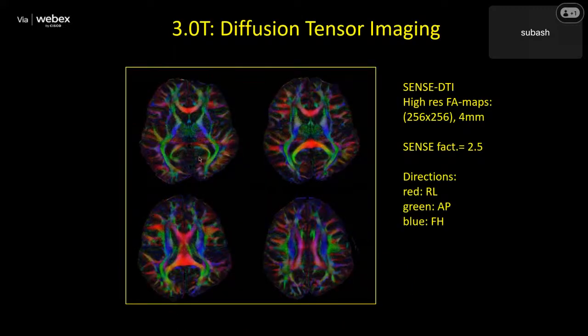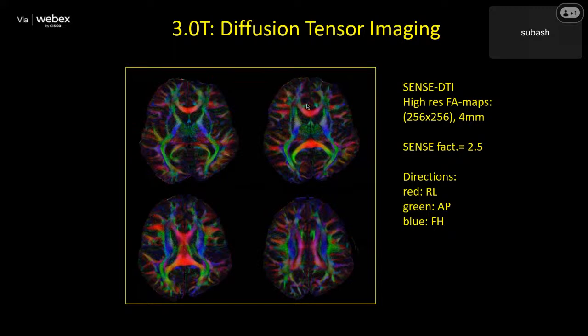So this is, again, you can see how beautifully this is a corpus callosum, which goes from left to right. This connects the two hemispheres of the brain. This is called corpus callosum. It's the largest fiber tract which connects the two hemispheres of the brain.